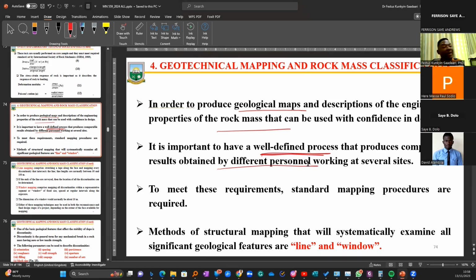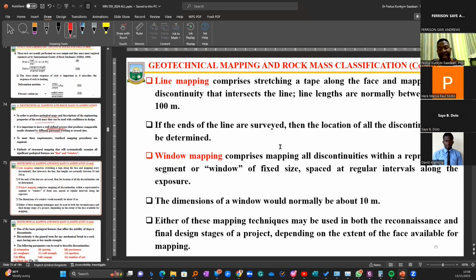So to meet these requirements, standard mapping procedures are supposed to be done. Sometimes we need to do geological or geotechnical mapping on the surfaces to pick the joint set numbers, the persistence, and all of those spaces within the rock. For this mapping we use line or window mapping. Line mapping is where you just decide to pick a tape and stretch it over a surface of about 100 meters. Then along that 100-meter range, you describe what you see within that stretch.